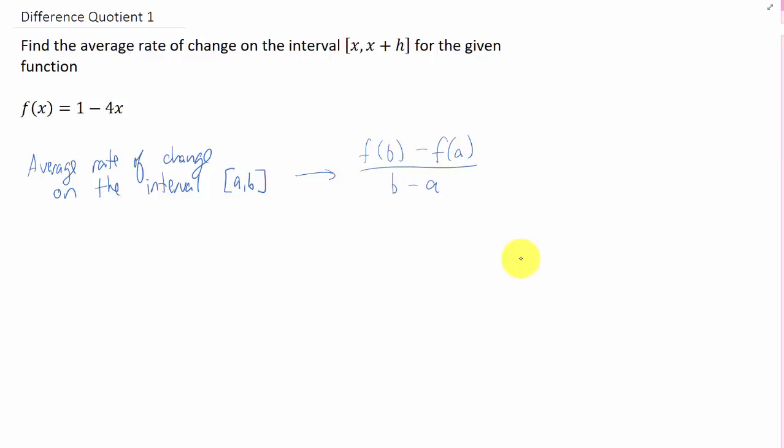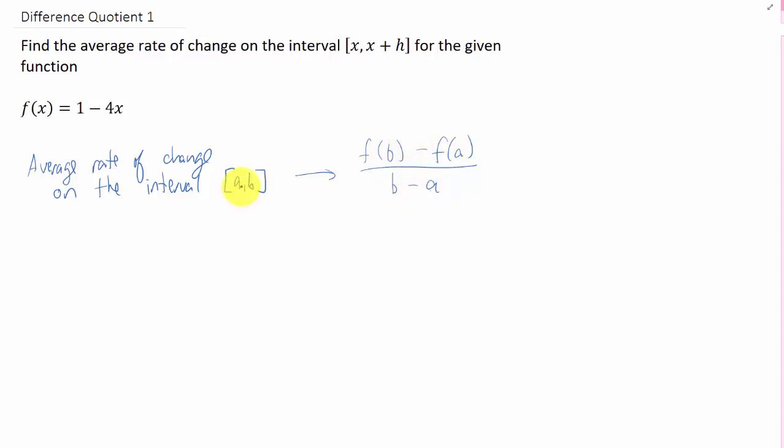All right, we are going to find the average rate of change on the interval x to x plus h for this function here. Now, the average rate of change formula on an interval a to b is just the slope. It's given by this formula right here. It's the change in the y values divided by the change in the x values.